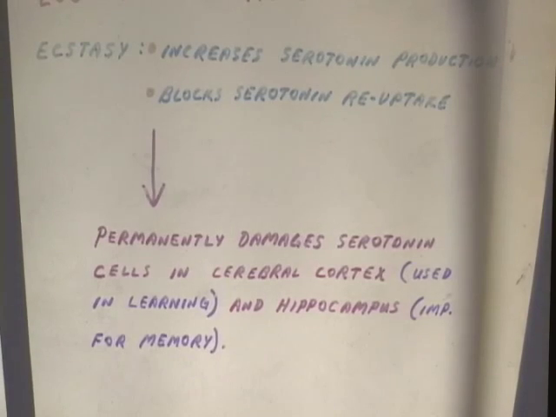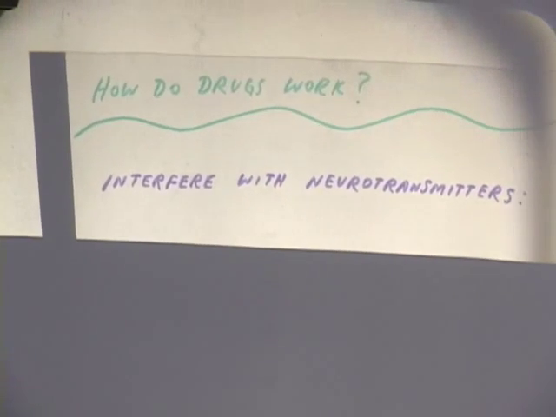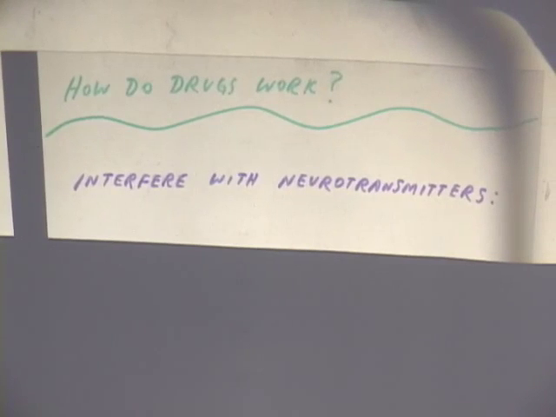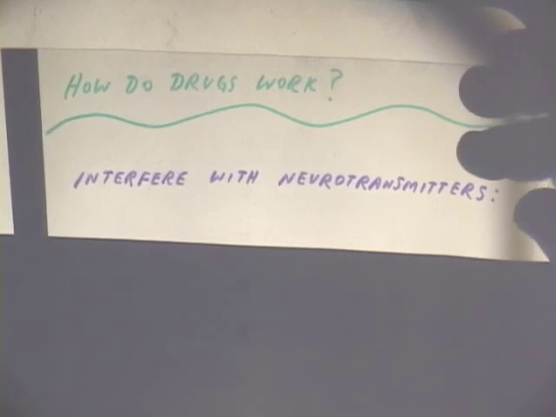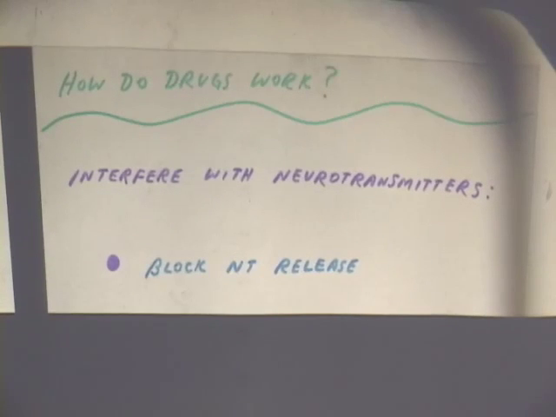So I'm going to move from this to a more general question of how do drugs work. And in almost all cases, here's how it goes. They interfere with neurotransmitters. And they do it by either blocking the release of the neurotransmitter. So there are lots of ways you can interfere. For instance, you could block the calcium channels of certain cells so that when the action potential comes down, calcium doesn't rush in. That would be one way to do it.